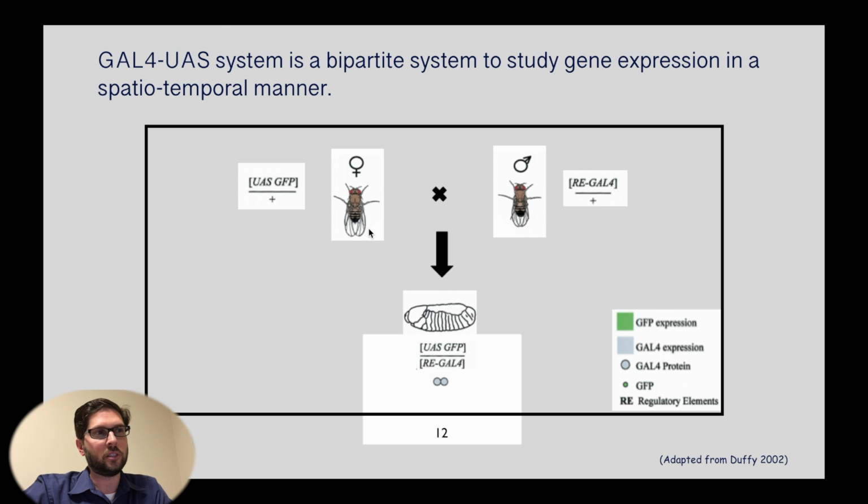And what you're seeing on the screen now is an example of a genetic scheme that will turn on green fluorescent protein specifically in the embryo of Drosophila in this kind of striped pattern that I'm illustrating on the screen. GFP is downstream of the upstream activating sequence, and GAL4 is downstream of this responder element that's going to specifically express GAL4 in those stripes. Once GAL4 is expressed, it binds onto UAS-GFP, and then GFP is only turned on where GAL4 is expressed.